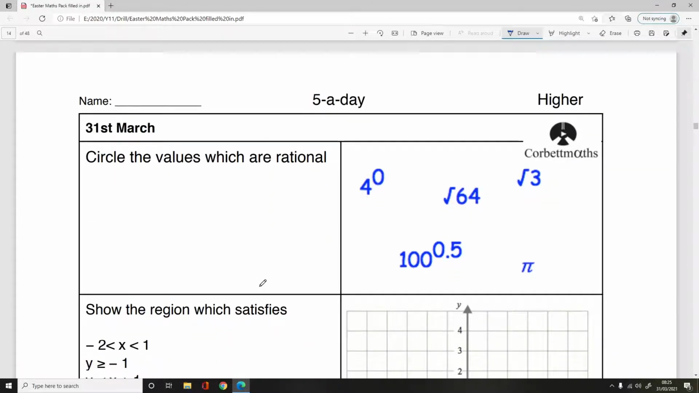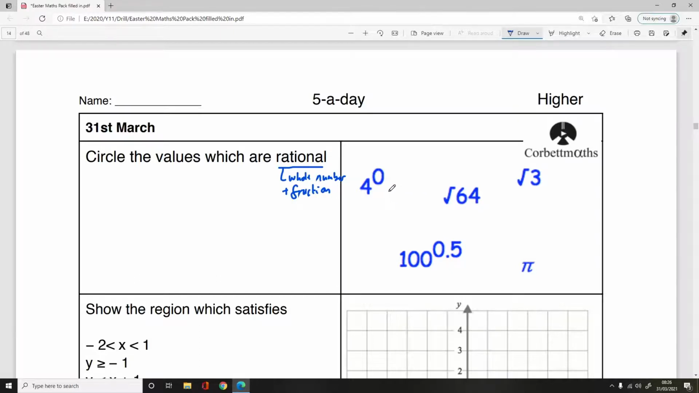So onwards to higher, and this is your grade 6-7, this is where most of my sets should be aiming. Okay, what does the word rational mean? Rational means whole numbers, and it means fractions. So this question is asking which of these numbers are whole numbers or fractions. So you need to just work them out as much as you can.